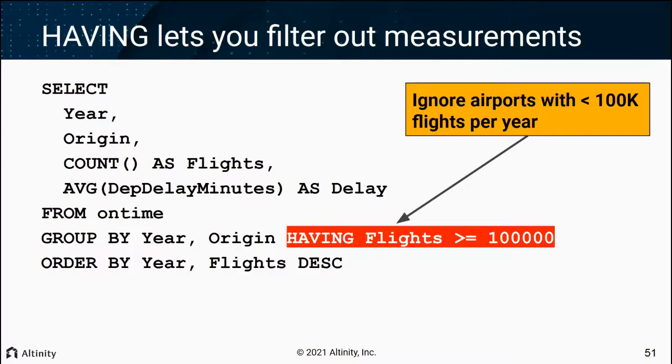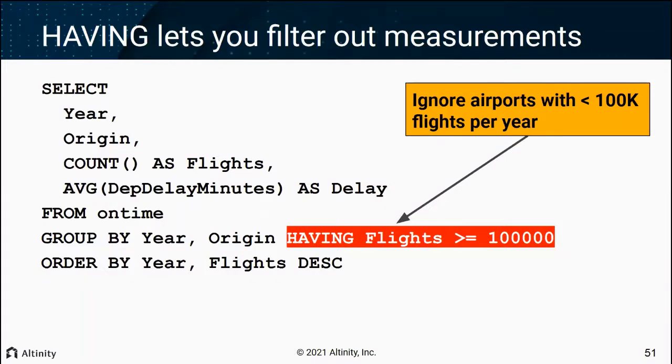But HAVING allows you to filter out measurements once they're computed. So for example, let's say we wanted to ignore airports that have lower than 100,000 flights per year. This HAVING does exactly that. It allows us to compute the aggregate, but then we can put a condition on it to throw it out because we don't really care about it. It's just too small. So that's again a very helpful command, which is going to allow you to drop that data out.